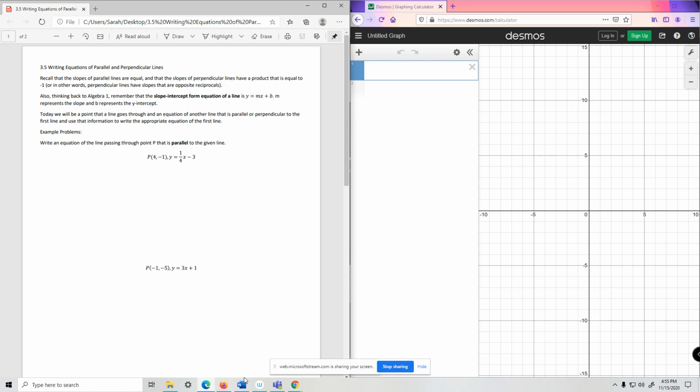Hello, today we are going to be writing equations of parallel and perpendicular lines. A lot of this is probably something you've done in Algebra 1, but that's been a while, so it's worth talking about. In order to do all this, we need to remember a few things.